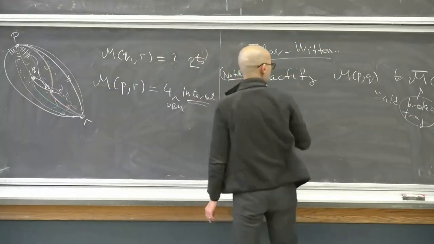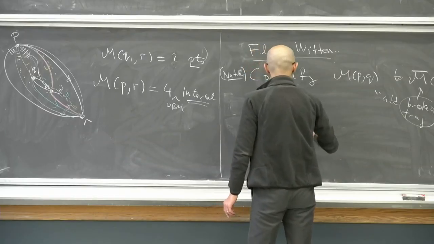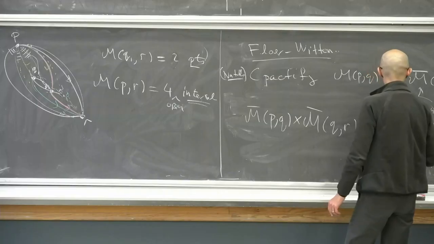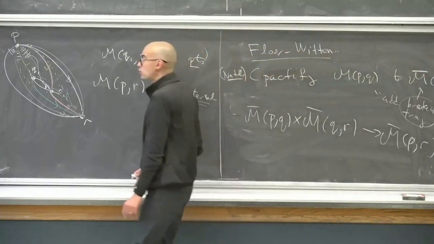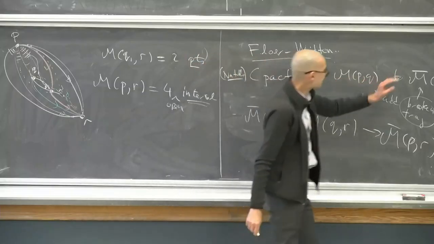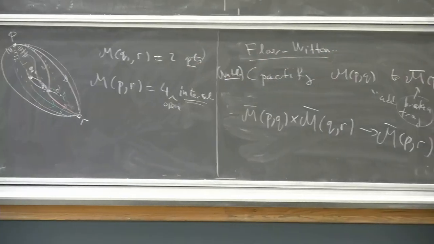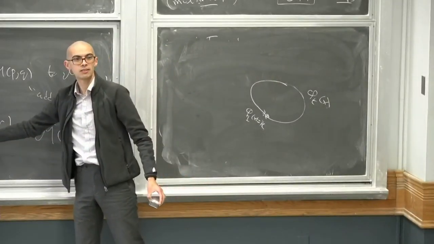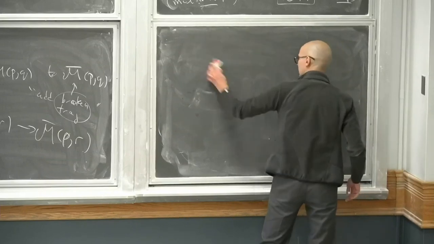Okay? The fact that it's broken means that you have a canonical map, M bar PQ cross M bar QR to M bar PR. And then the fundamental observation is that this compactification is a manifold with corners, and these are its codimension 1 strata. So that is the thing that makes Floer theory start.